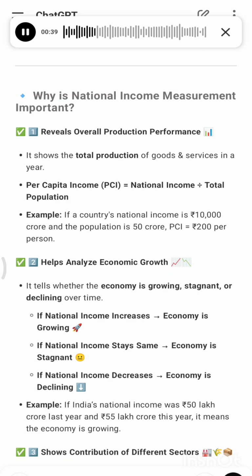2. Helps analyze economic growth. It tells whether the economy is growing, stagnant, or declining over time. If national income increases, economy is growing. If national income stays same, economy is stagnant. If national income decreases, economy is declining.